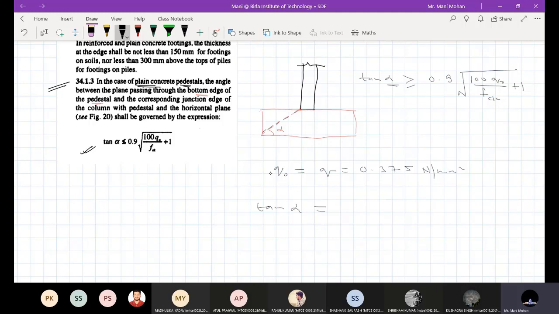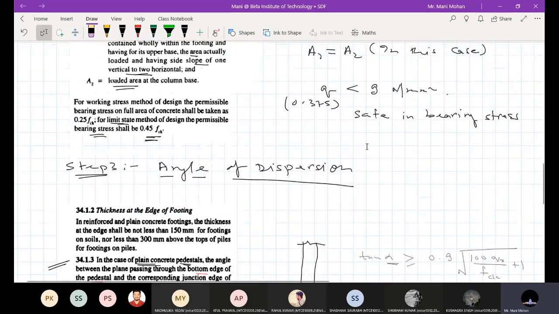So rather than greater than or equal to, let me take equal to 0.9 times the square root of 100 into 0.375 divided by FCK, which is 20, plus 1. If you do this computation, how much will you get? 1.526. Okay, I will write 1.53. So tan alpha is 1.53. So this is my angle of dispersion. I have computed this angle of dispersion, and with the help of this angle of dispersion, I would be able to compute the thickness of the footing.